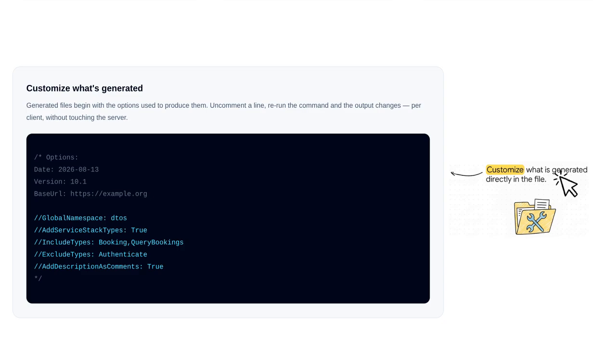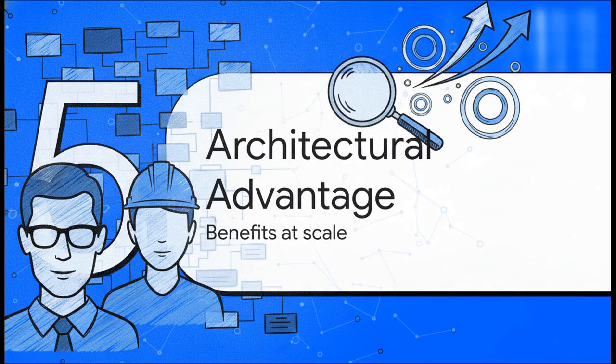But what if you need to tweak the output? Well, it's brilliantly simple. The generated files start with a header containing the options used to produce them. Developers can simply uncomment options directly in that file, say filtering out specific types or changing namespaces, and then just rerun the local command. The output changes per client entirely on demand without ever having to touch or redeploy the backend server.